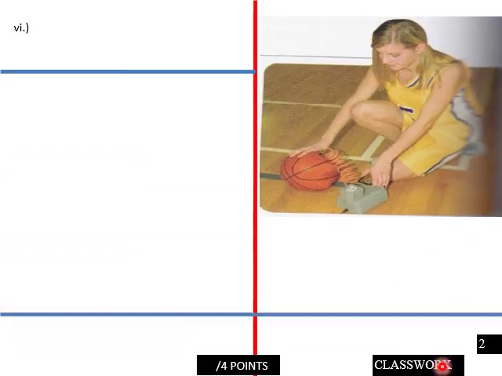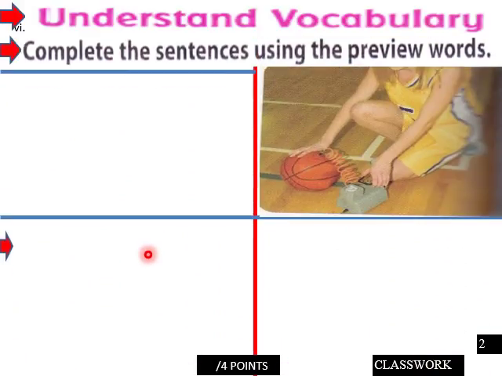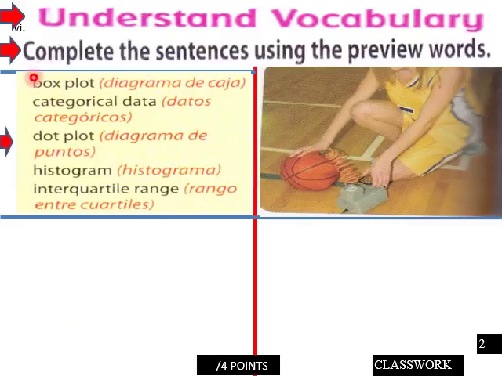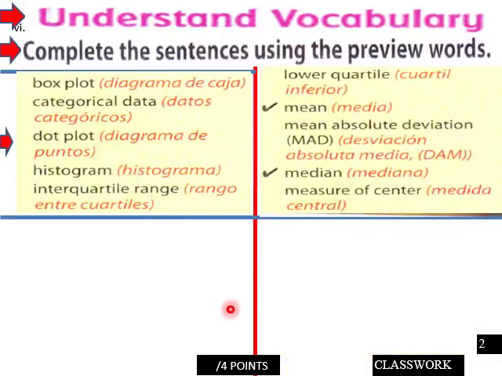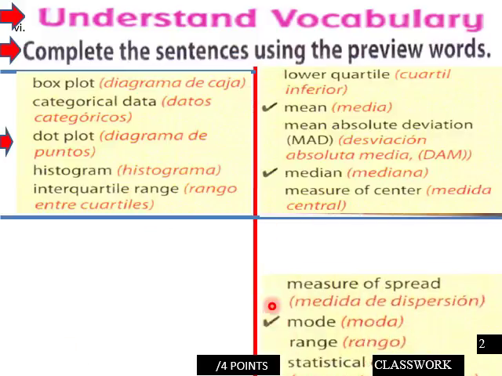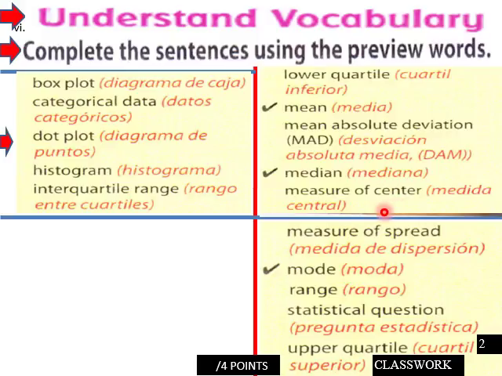Page 2 of our classwork here, students. Understanding vocabulary, complete the sentences, use our review words here: box plot, categorical data, dot plot, histogram, and interquartile range. Lower quartile, mean absolute deviation, median, and measure of center. So we have some beginning statistical terminology here. And then furthermore, measure of spread, mode, range, statistical question, and upper quartile.